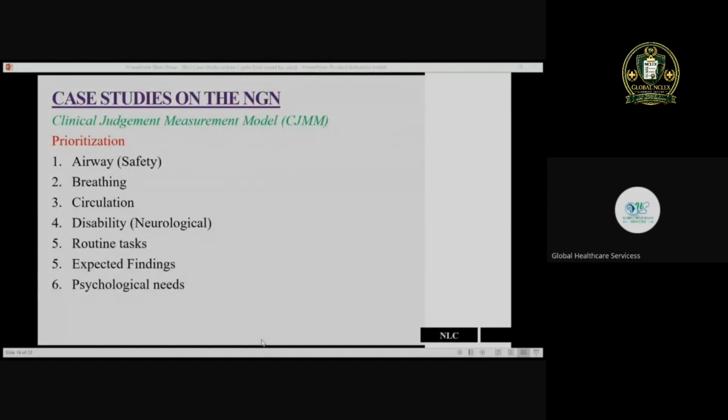But psychological needs doesn't mean that your patient is going to commit suicide and you are thinking this is a psychological need. No, this is the safety, this is a basic need. Your patient is going to attempt suicide, so this is also your priority. Safety is always the priority in whichever situation. Psychological needs mean that I am depressed, I am anxious, I need CBT, I need a counseling session. That can happen at some other time. But what is your priority? Airway.